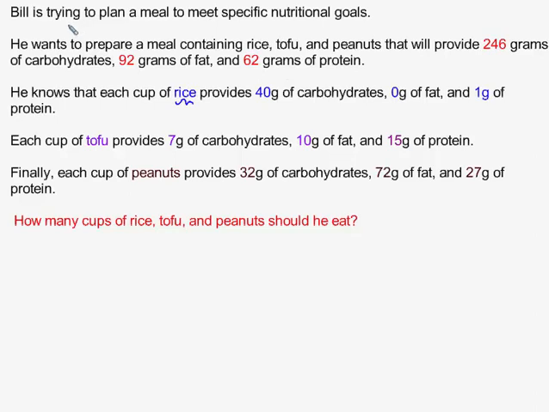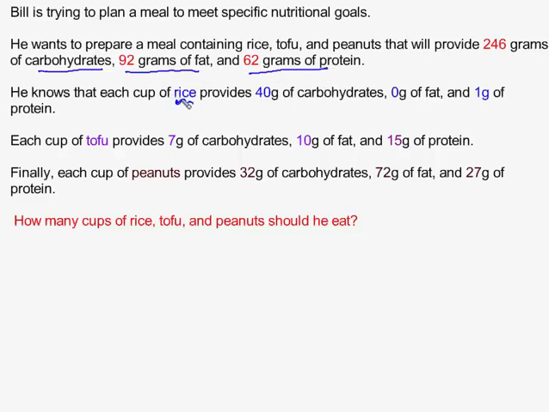Here's a problem where we have a person planning a meal that needs to meet specific nutritional goals. For example, the meal he's preparing consists of rice, tofu, and peanuts, and must provide him 246 grams of carbohydrates, carbs for short, 92 grams of fat, and 62 grams of protein.